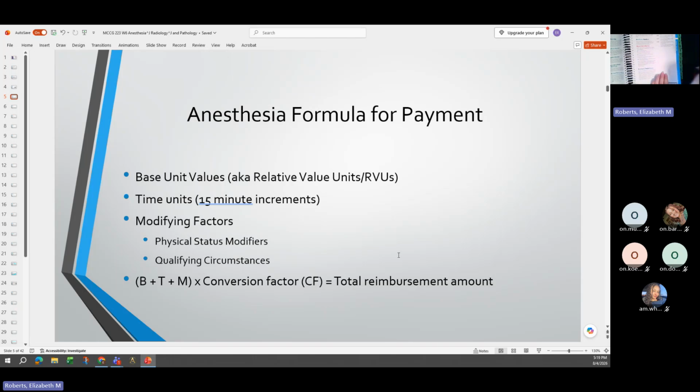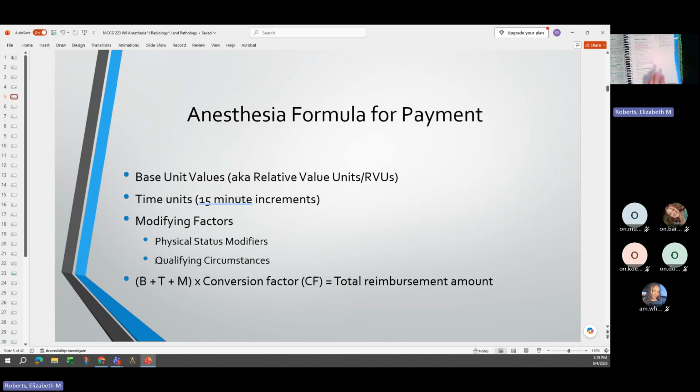So let's say our 25-year-old is a normal healthy patient. It would be 00500 modifier P1. However, this 85-year-old who's got severe systemic disease that's a constant threat to life, that's a modifier P4. So that would be 00500 P4. Again, you can see how this starts to build on itself.